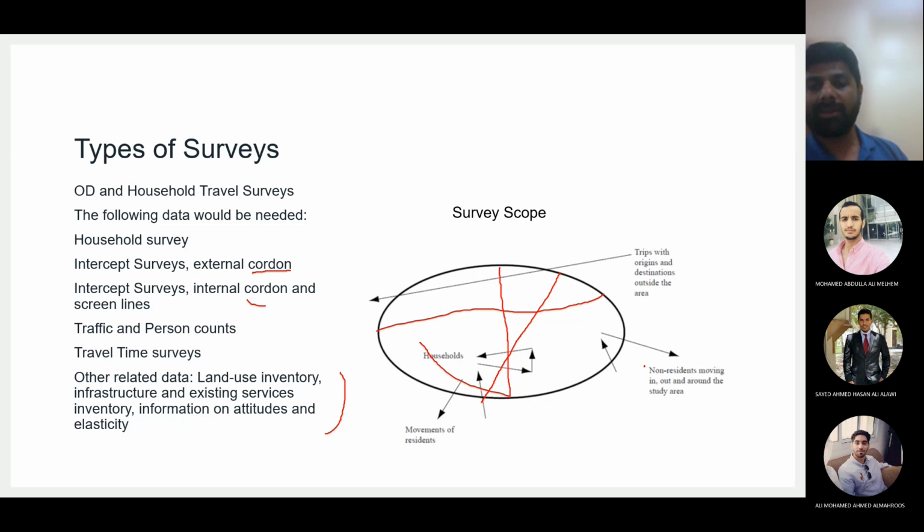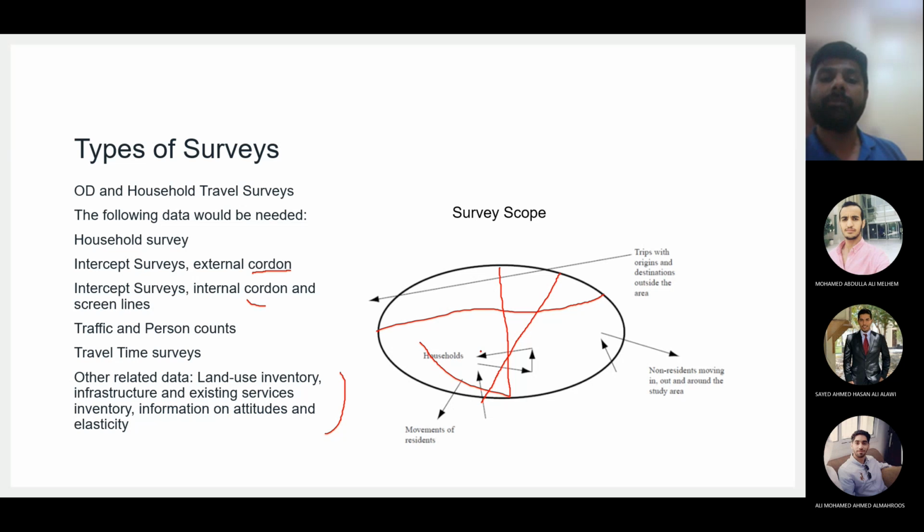So non-residents who are taking a trip from outside. And then we have movements of residents, people who live inside the area and they are going somewhere outside. And then we have people who are within the area. So we have passers-by, people who are just passing through the area. Then we have non-residents who are coming to the area. Then we have residents who are going out of the area. And then we have residents who are moving within the area.